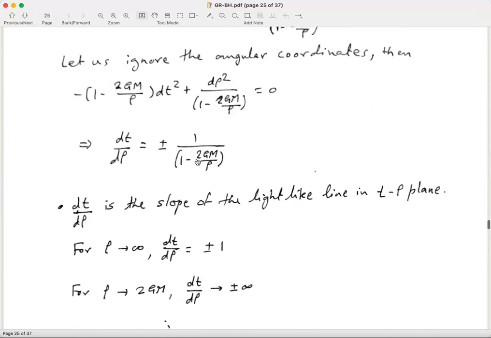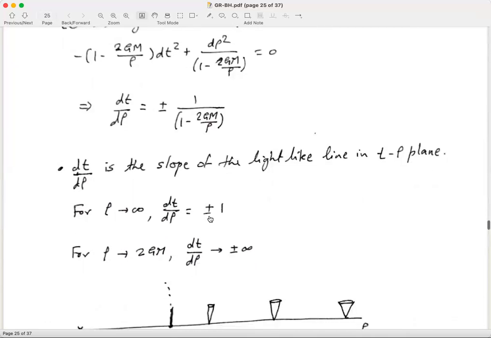Therefore, if you are in the flat space geometry, you would have said dt by d rho equals 1, and that defines the light cone for us. That is the quantity which makes sense when rho goes to infinity, because precisely in that limit you get dt by d rho equal to plus or minus 1. But that's not what happens for arbitrary finite values of rho. For example, at rho equals 2GM, which is the extreme limit, dt by d rho is actually infinity.